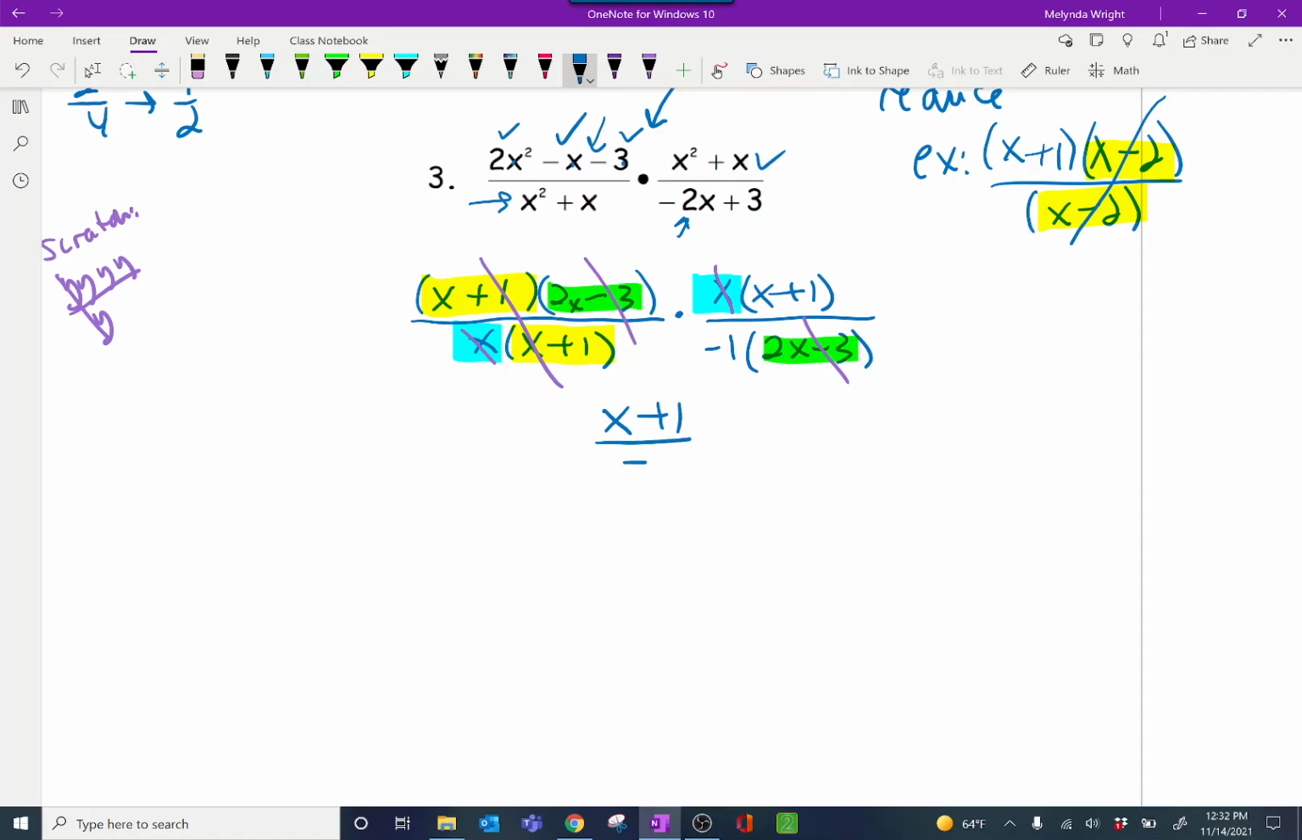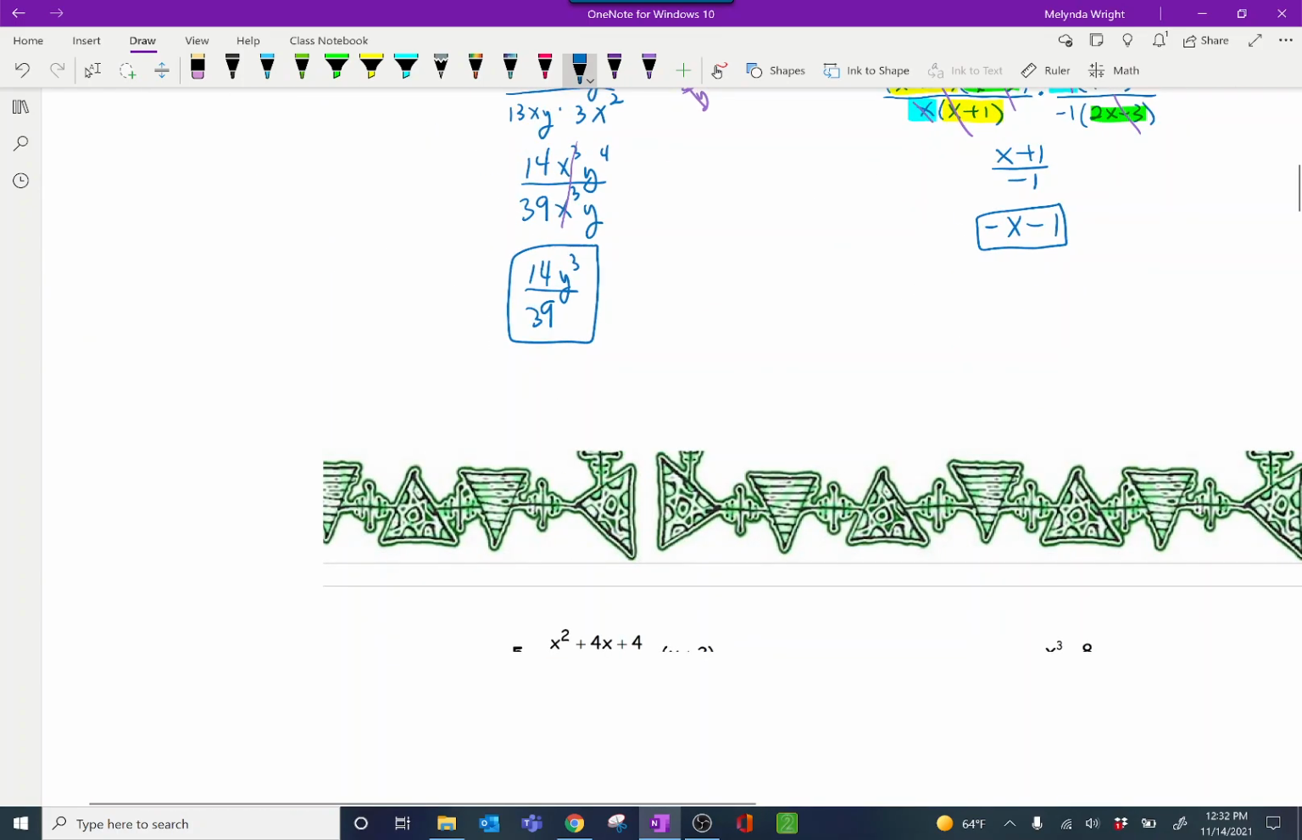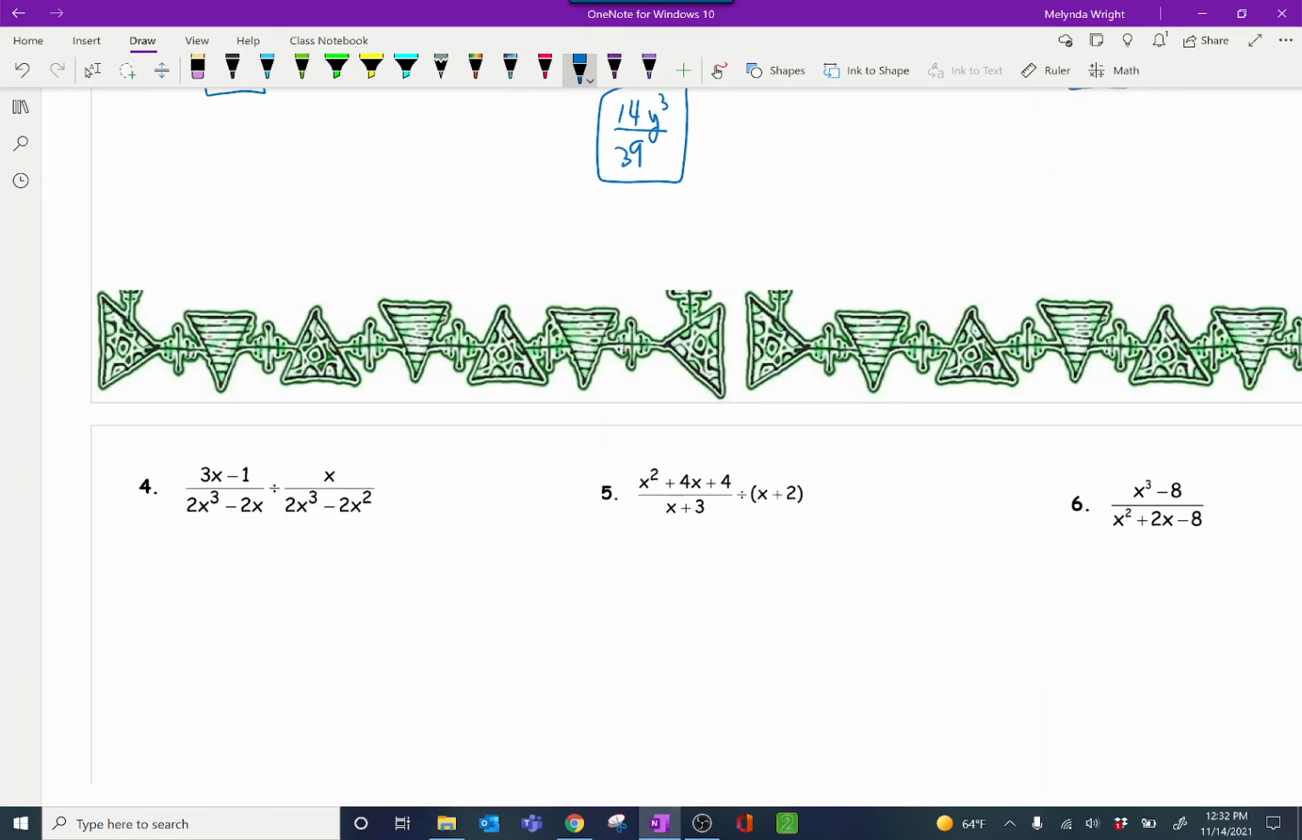x plus 1 over negative 1. You could certainly leave it like that if you want to, but there's an easier way to write that. We could divide x and 1 by negative 1, and we would simply be left with negative x minus 1. That's the simplest way to leave that. All right, great. Let's look at our second page. A few more examples to go.